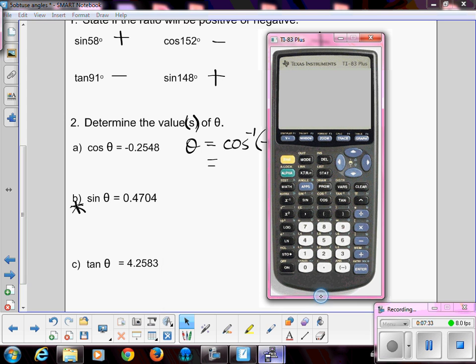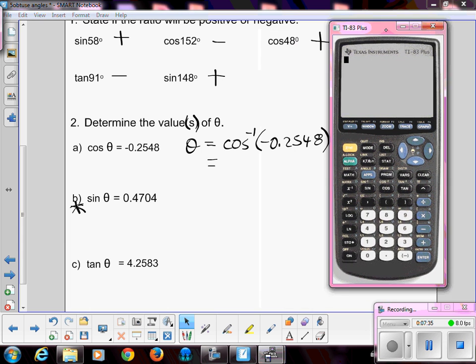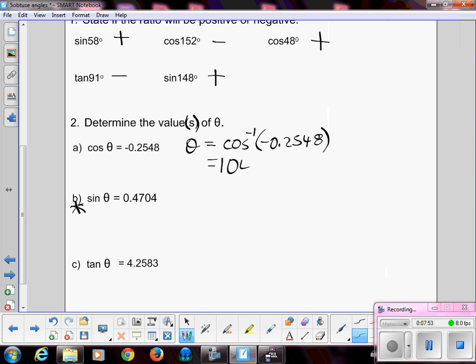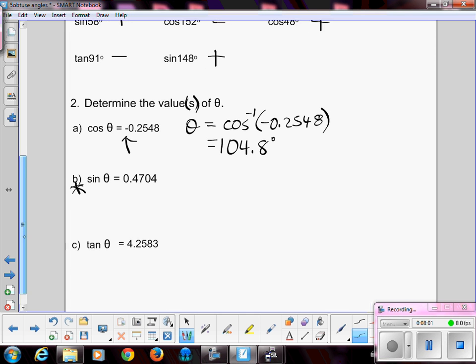So I actually brought up a graphing calculator this time so you can actually see that I'm not lying to you. So second function of cos of negative 0.2548, and if you notice it's 104.8. Notice that is an obtuse angle, and it means that cos is negative, so we did that correctly.